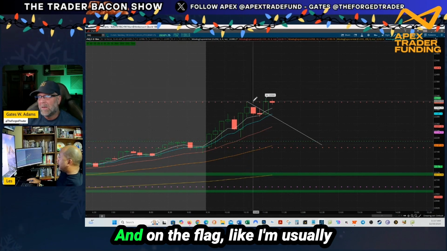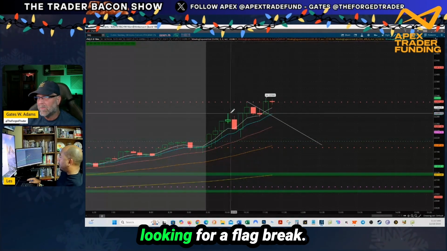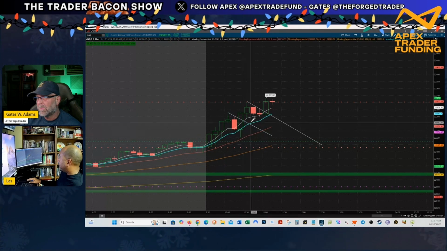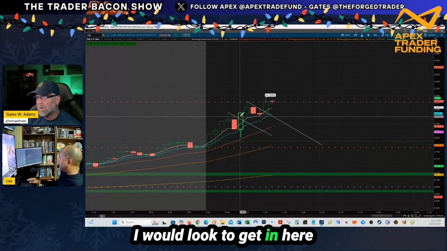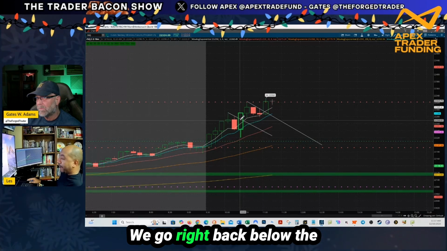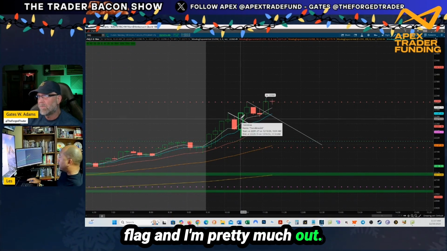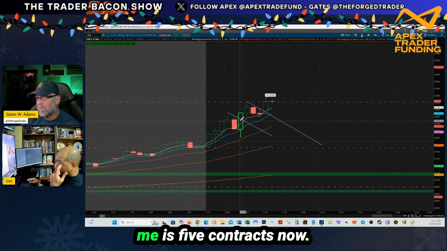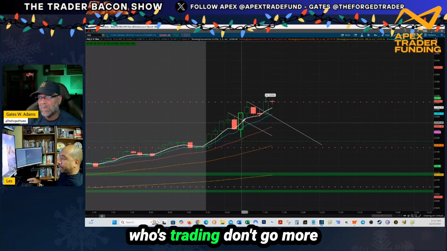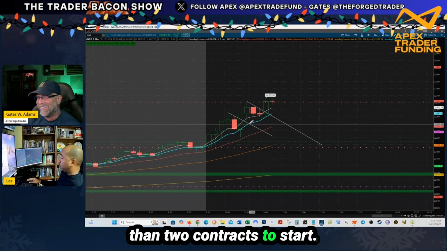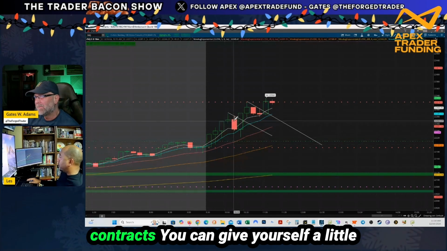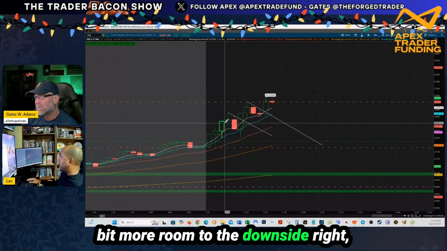And on the flag, I'm usually looking for flag breaks. So right here, I would look to get in, and my stop would literally be right underneath the flag. If we go right back below the flag, I'm pretty much out. That's if I'm full size, which for me is 5 contracts now. But I recommend anyone who's trading, don't go more than 2 contracts to start. It's easier to manage. With 2 contracts, you can give yourself a little bit more room to the downside.